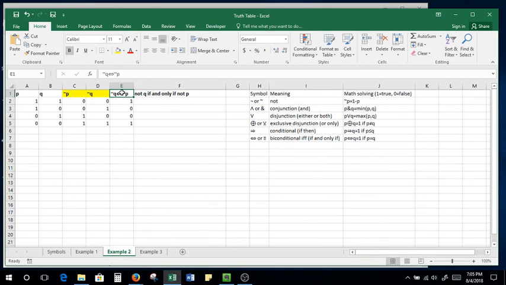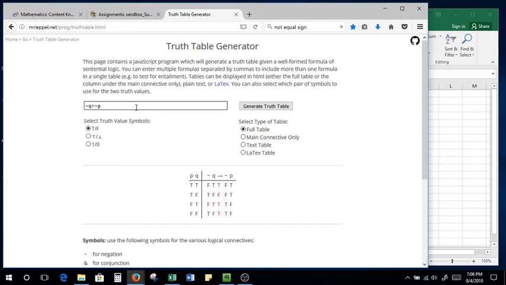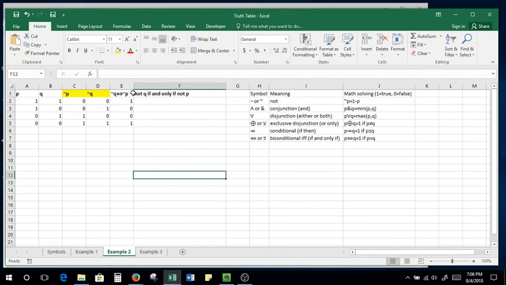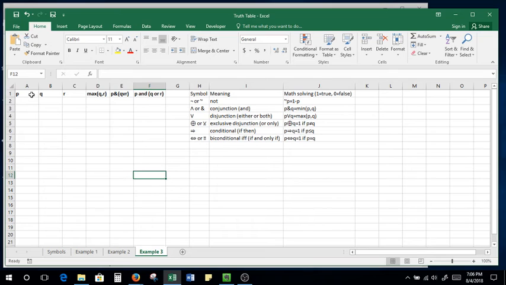So let's see if we were correct. We had 1, 0, 0, 1. True, false, false, true. So this works. Let's go on to our third example.